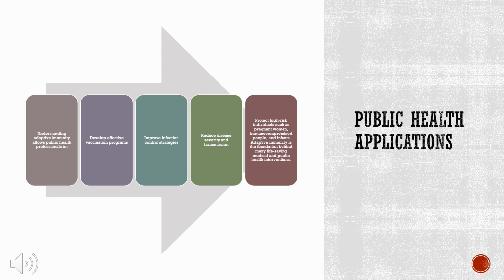The principles of adaptive immunity have major implications for public health. Vaccination programs rely on the body's ability to produce memory T cells and B cells. Understanding adaptive immunity helps researchers develop new vaccines, improve infection control strategies, and protect vulnerable populations such as young children, older adults, and those with weakened immune systems. These concepts form the foundation of modern disease prevention.